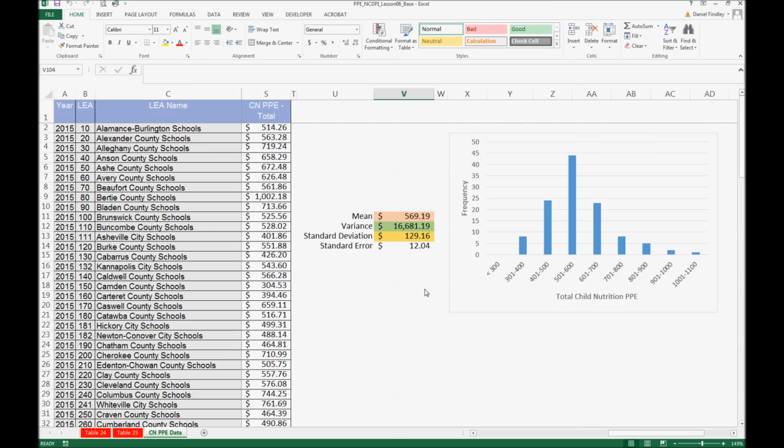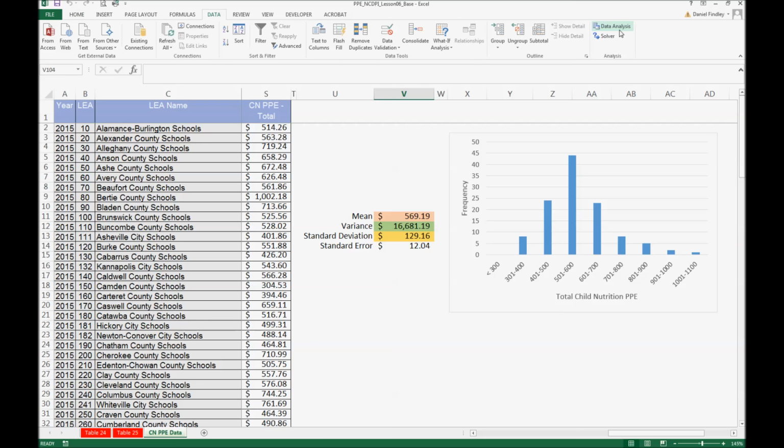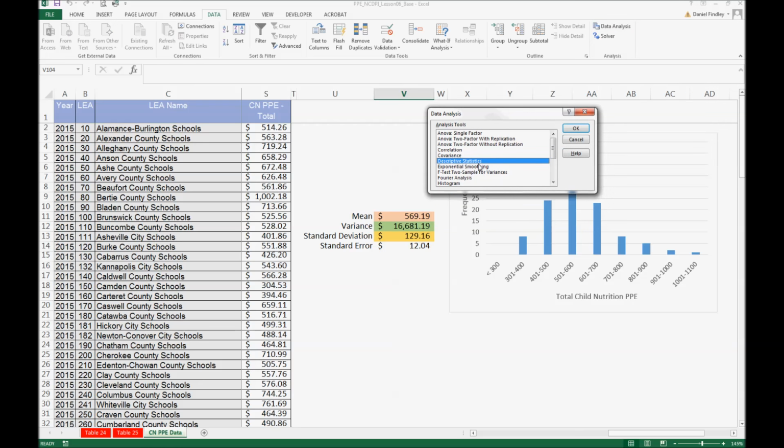It's also possible to let Excel calculate some of these common values, including the mean, standard deviation, and standard error, amongst other values, using the data analysis tool, which is under the data ribbon. And we need to add the tool pack in to make this available. So if you don't see it in your Excel, you'll need to make that add-in available.